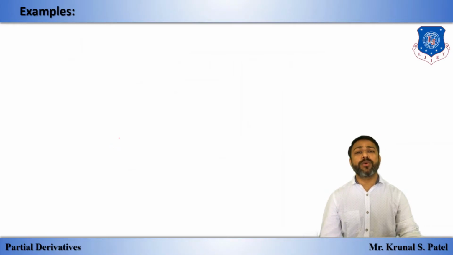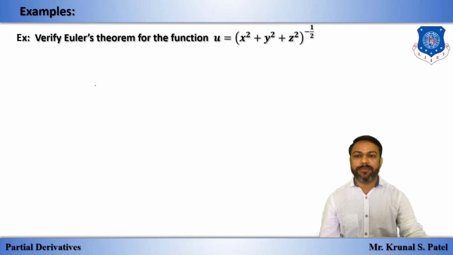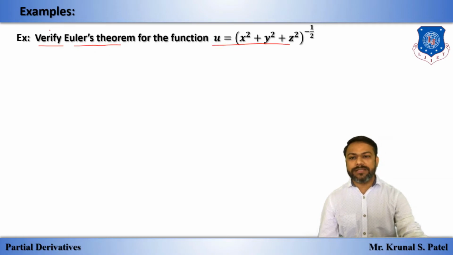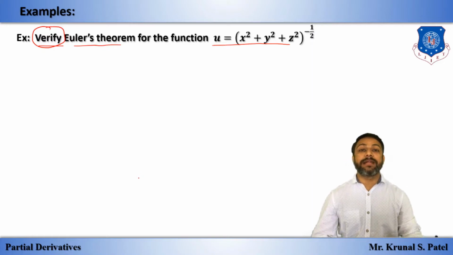Okay, so to understand Euler's theorem better, let's have a look at an example. First example: verify Euler's theorem for the function u equal to this. What is the meaning of verify? First we will apply Euler's theorem, and whatever answer we get, we verify by differentiating the given function, because it is asked here to verify. If the word verify is not given, then we can apply Euler's theorem directly, and this is our final answer. But here the word verify is given, so we have to verify Euler's theorem by differentiating the given function.